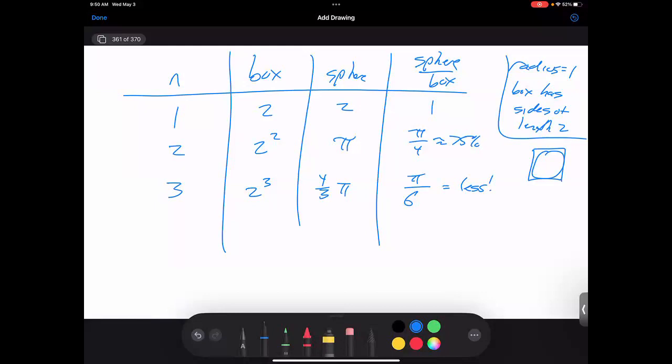What do you think happens in the limit? What fraction of the n-dimensional box do you think is covered by the n-dimensional sphere? It went from 100% to about 75% to a little bit more than 50%. What do you think happens in the limit? Yeah, it looks like it might converge to 0, that in the limit, very few points will be that far away.